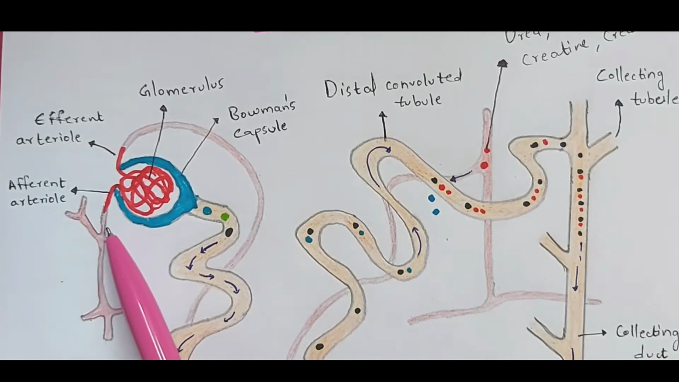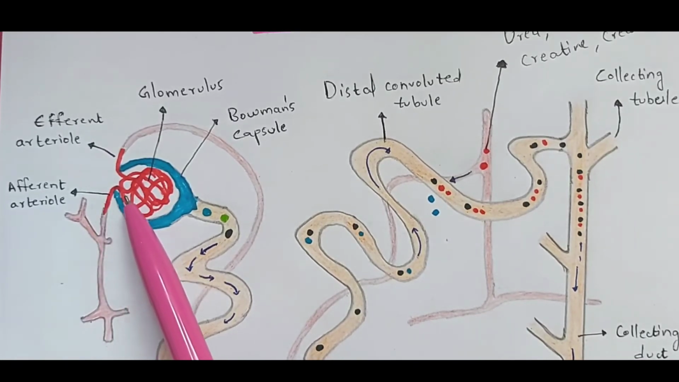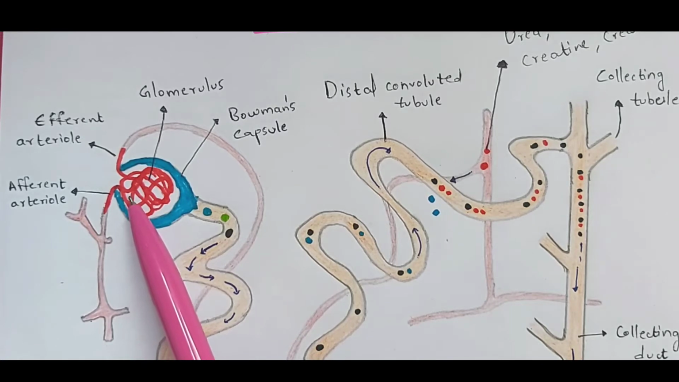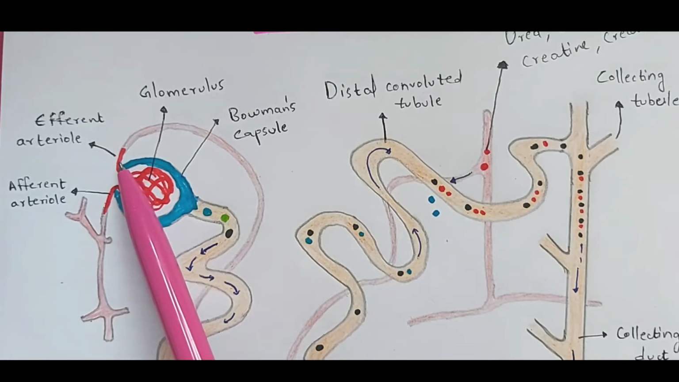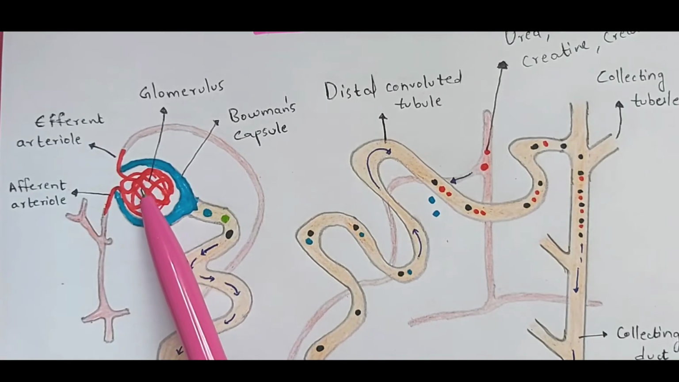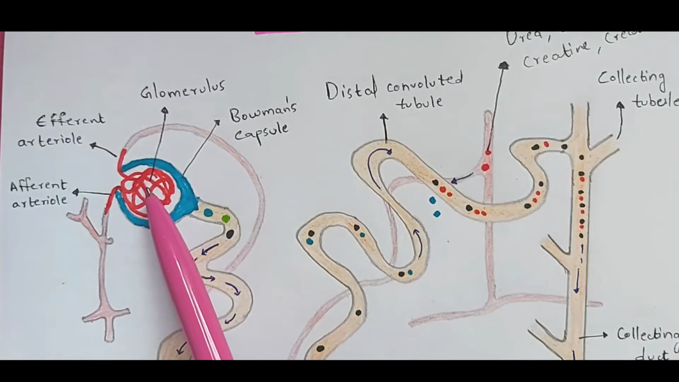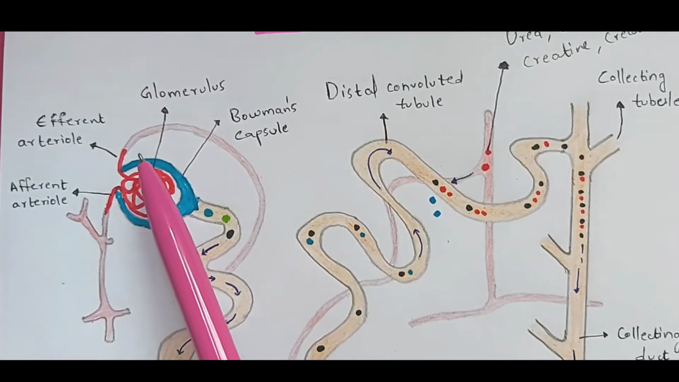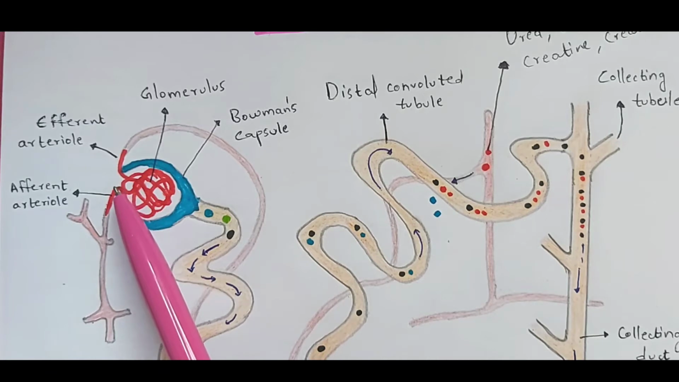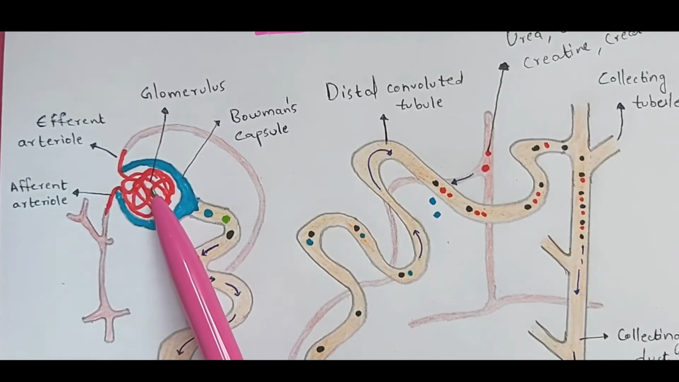So now what will happen? As the afferent arteriole is very thick and its diameter is very high, a large amount of blood will enter into this glomerulus. The efferent arteriole is very thin and narrow. So the pressure will increase, because more blood enters the glomerulus, but less blood gets carried out of it through the efferent arteriole. As it is very thin in nature, the pressure will gradually increase in this glomerulus.